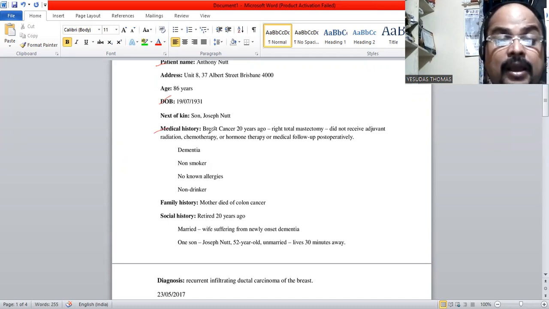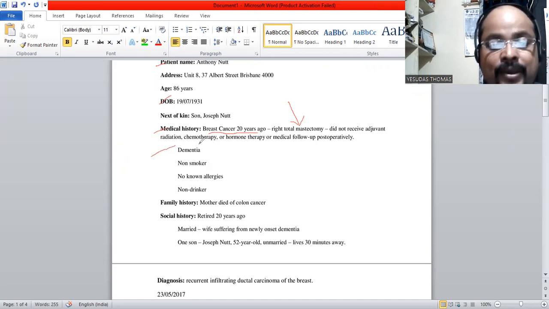history that he had breast cancer 20 years ago, for which he underwent a right total mastectomy, but he did not receive any adjuvant radiation, chemotherapy, or hormone therapy, or any follow-up care. So he just did mastectomy, and he was silent for all those 20 years.